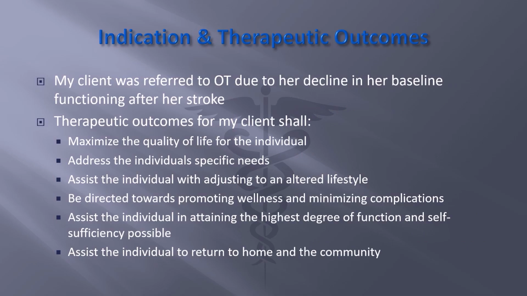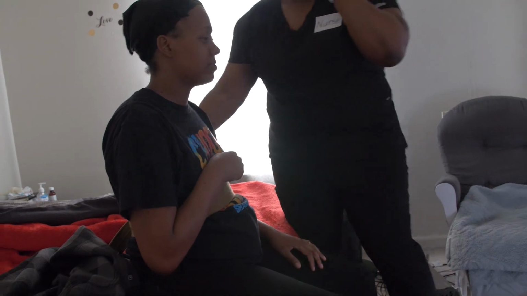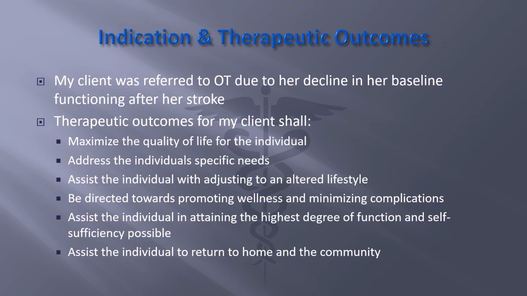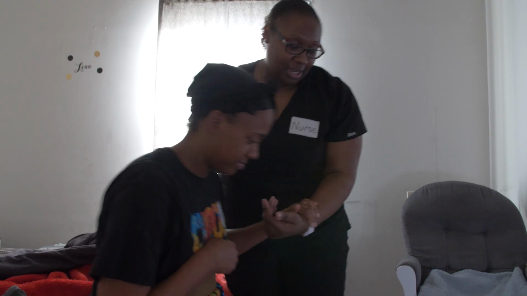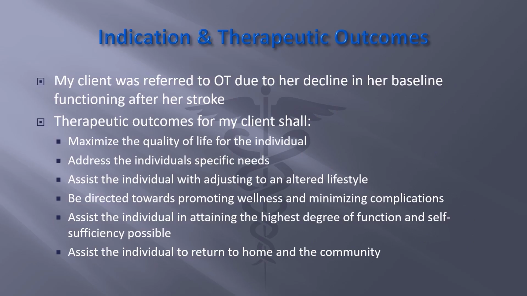Indication and therapeutic outcomes. My patient was referred to PT/OT due to a decline in her routine function prior to the stroke. Therapeutic outcomes for my patient include: maximize the quality of life for the individual, address the individual's specific needs, assist the individual with adjusting to an altered lifestyle, be directed towards promoting wellness and minimizing complications, assist the individual in attaining the highest degree of function and self-sufficiency possible, and assist the individual to return home in the community.